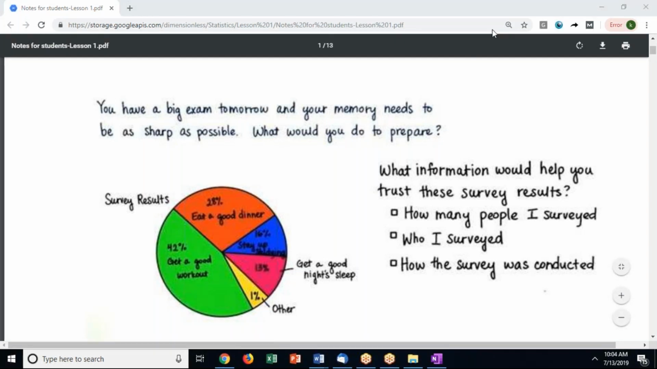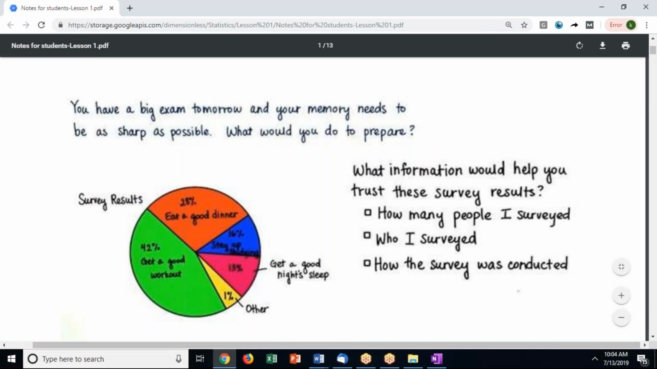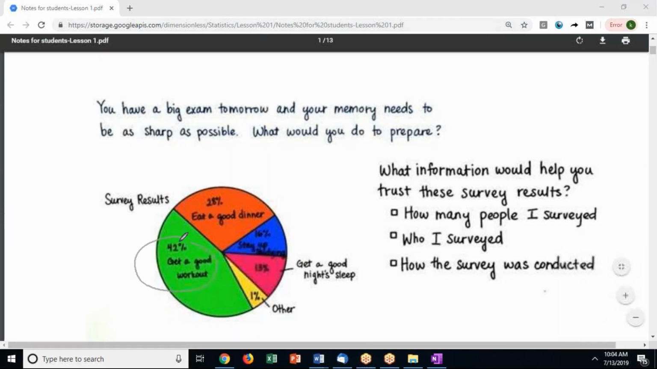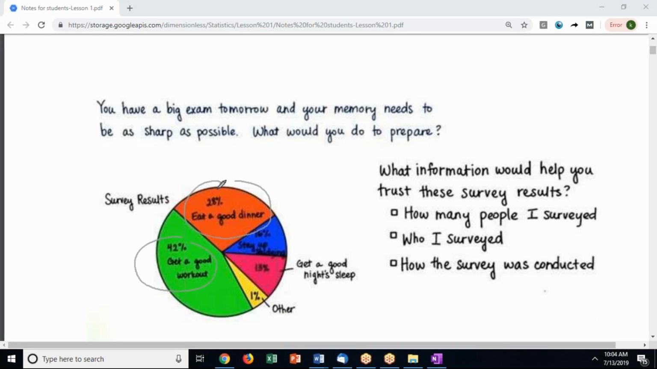When that question was asked in that survey, 42% of people said they would have a good workout, 28% said they'll have a heavy, good dinner, 16% said they'll stay up and study all night, 13% said they'll have a good night's sleep, and 1% chose the other options.